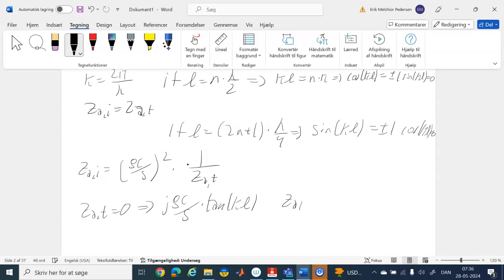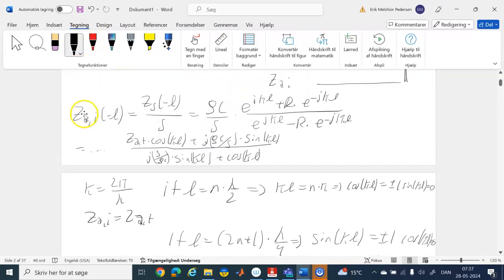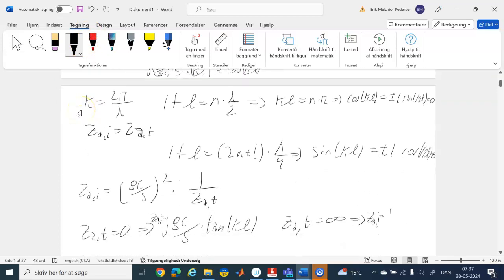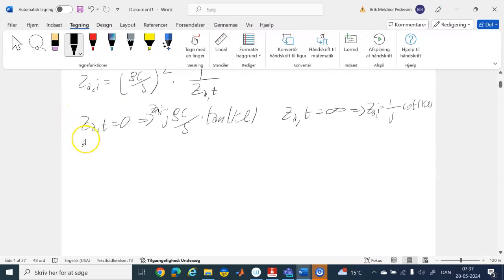And if ZAT is infinity, it means that ZAI is 1 over j, isn't it? Yes, 1 over j with sine... infinity, 1 over j put onto kL.